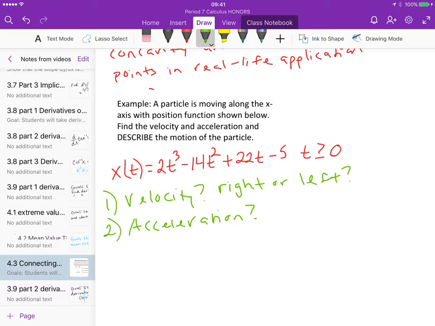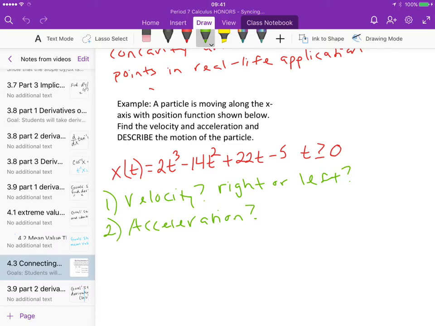And then acceleration, well, think about what acceleration is going to be. We want to know what the second derivative tells us. The second derivative test tells us about the concavity. So think about what it means to be concave up or concave down. When you're concave down, you start with a strong slope going up, but then your slope gets smaller and smaller, and then even negative once it gets past zero.